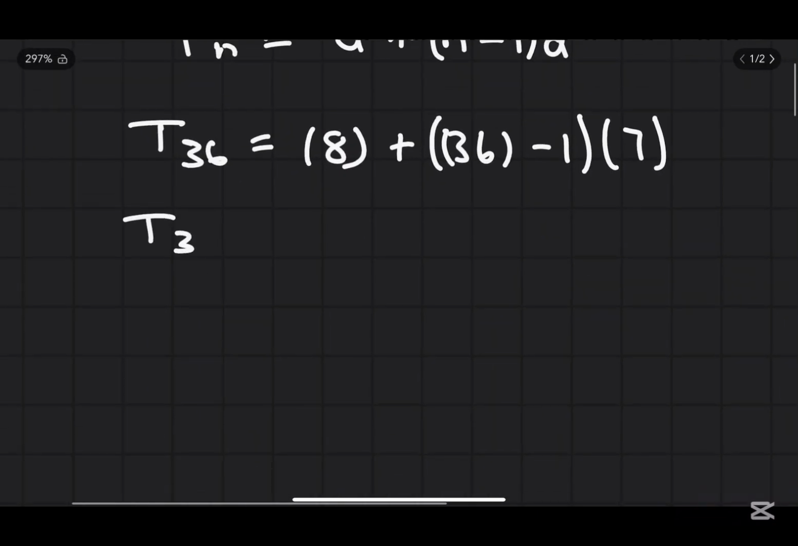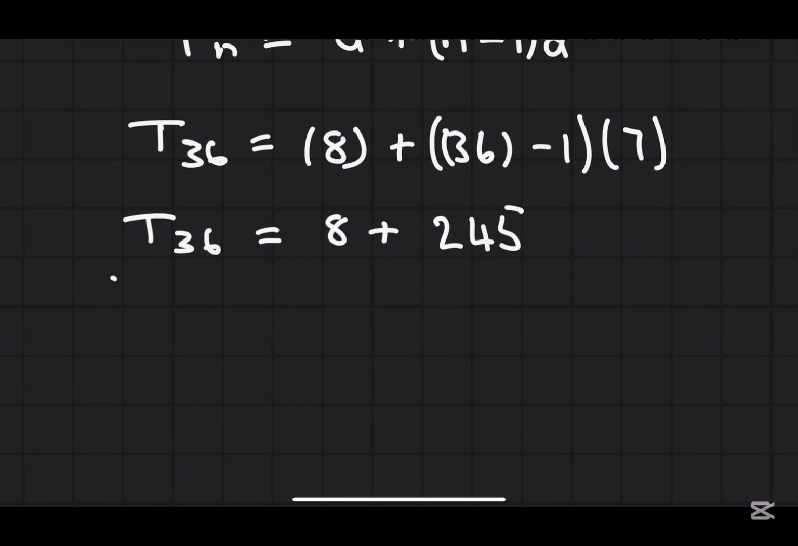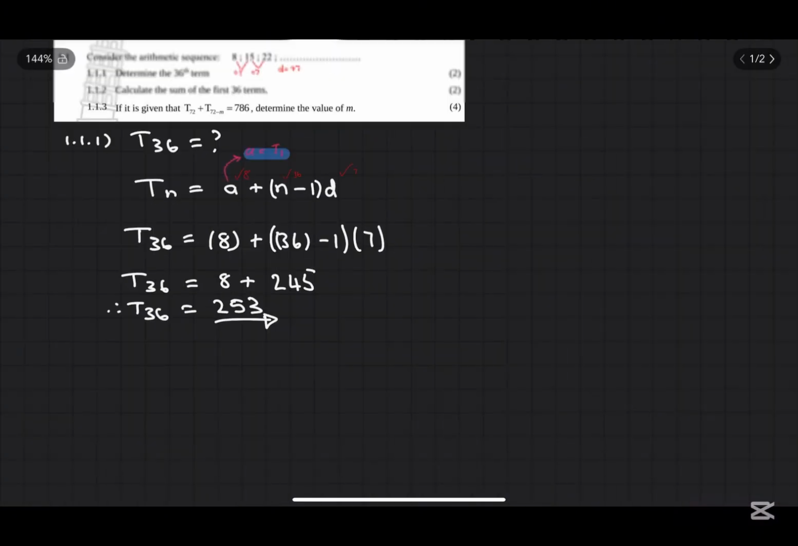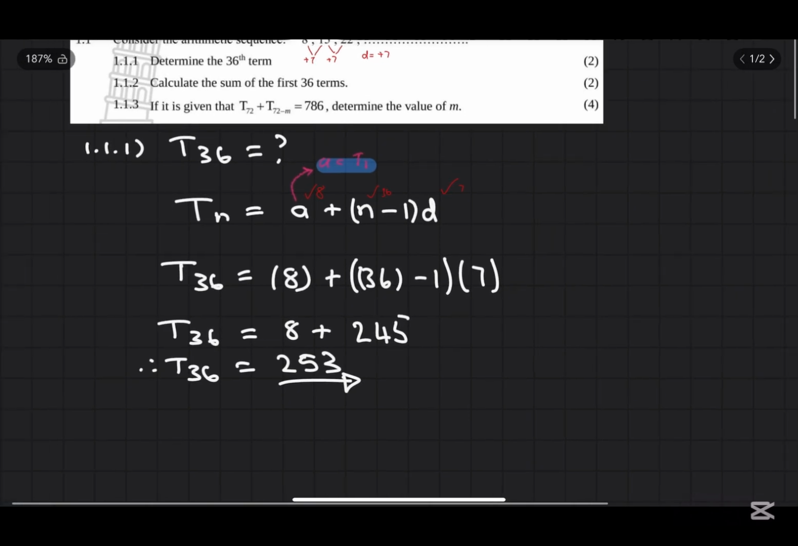Therefore, T36 is equal to 8 plus 35 times 7. What is 35 times 7? That is 245. Therefore, the final answer is 8 plus 245, which gives us 253. That is the final answer for 1.1.1.